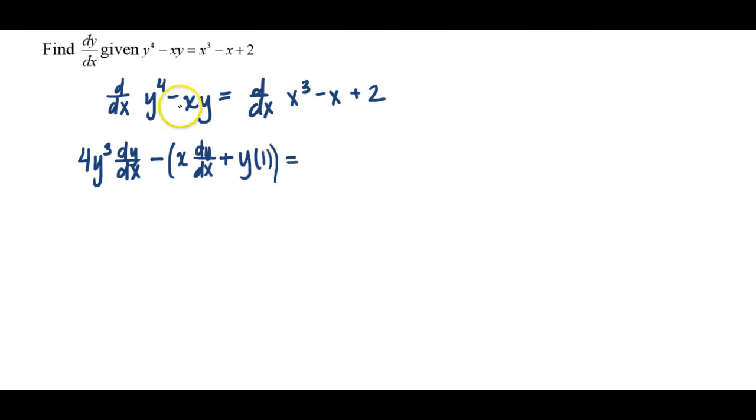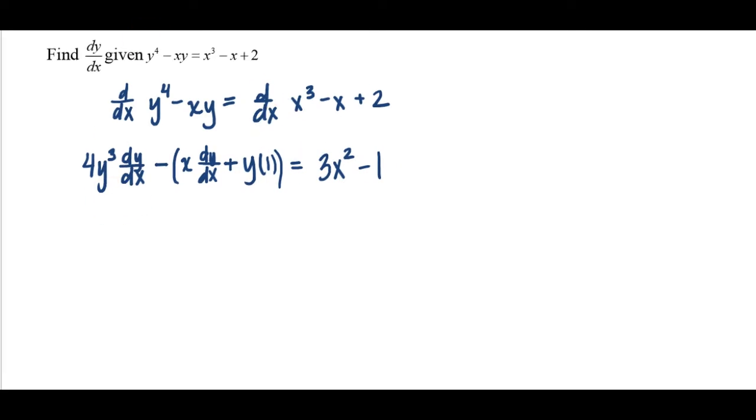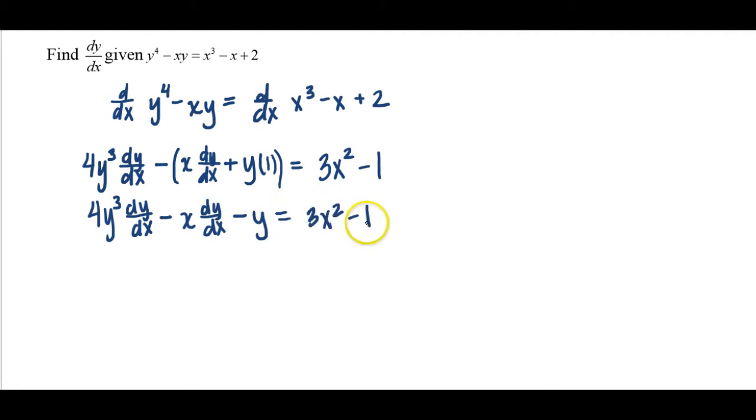And then equals, so we finished the product rule here, and now the derivative on the right hand side was the nice one, where we can just take the derivative as we normally would, 3x squared minus 1. Now some of these implicit problems can get pretty long, so we really want to stay organized with our work. In this next step, we're going to leave the 4y cubed dy dx, and we need to distribute the negative to both pieces here that were from the product rule. So we're going to have negative x dy dx, and then the negative will distribute to the y times 1, so just minus y equals 3x squared minus 1.